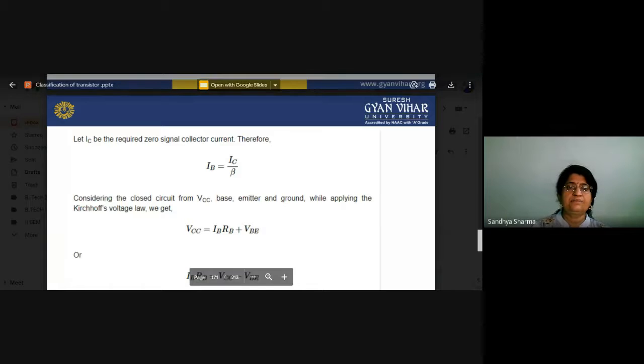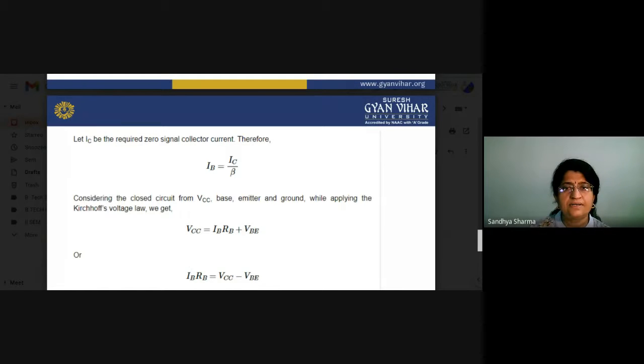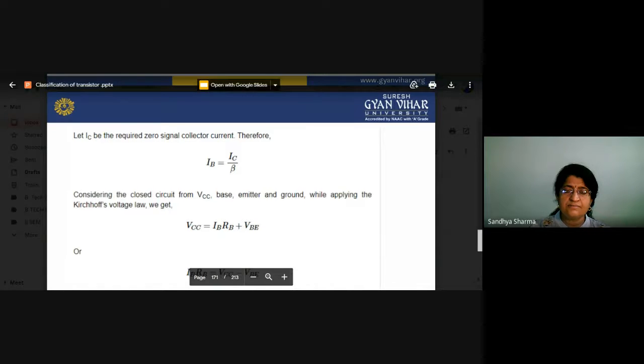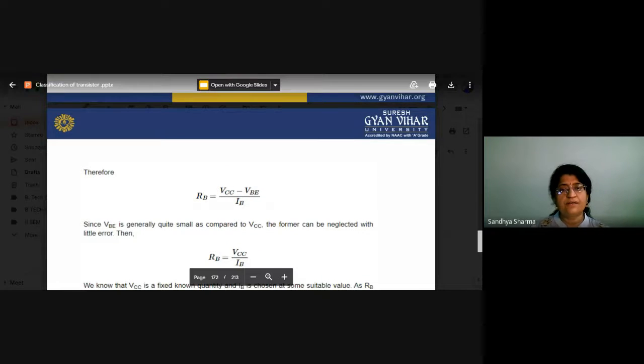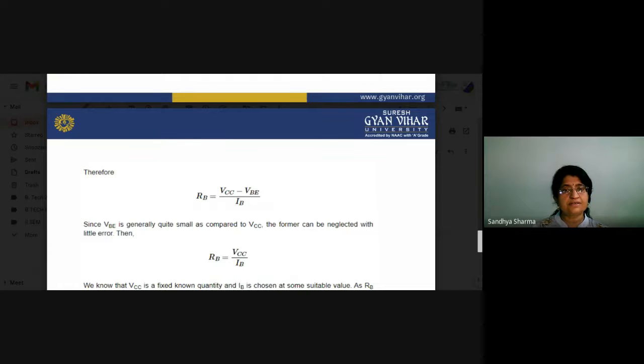So let IC be the required zero signal collector current. Therefore, IB is equal to IC upon beta. Considering the closed circuit from VCC, base, emitter and ground, applying Kirchhoff's law, VCC is equal to IB times RB plus VBE. So IB times RB is equal to VCC minus VBE. So we can calculate from here the value of resistance RB.